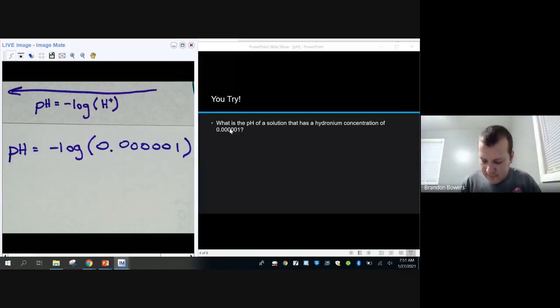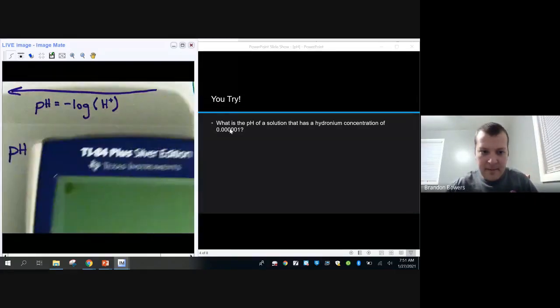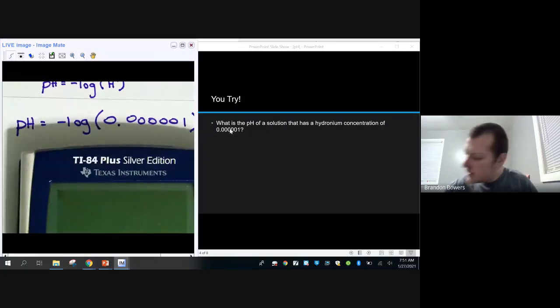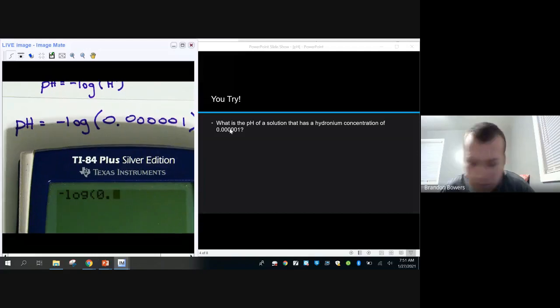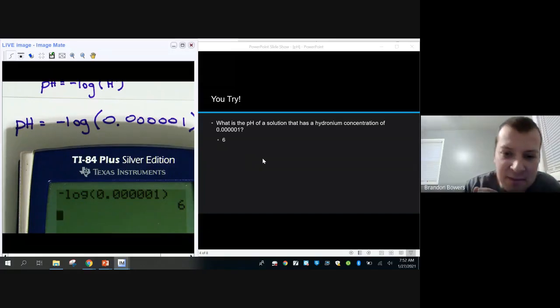So I'm going to plug it in my calculator here. I got negative log of 0. There's 5 zeros, 1, 2, 3, 4, 5, and a 1. Close my parenthesis. I got my answer to be 6. And that's the correct answer. Mind-blowing, right? So if we have a pH of 6, is it an acid or base? Hopefully you guys answered acid. Anything less than 7 is an acid.